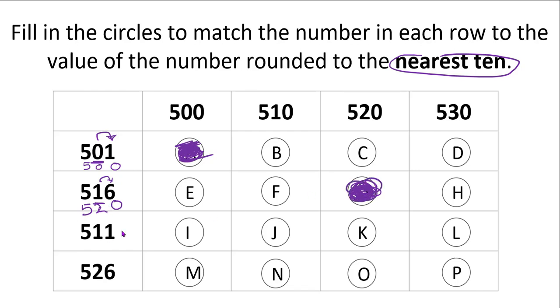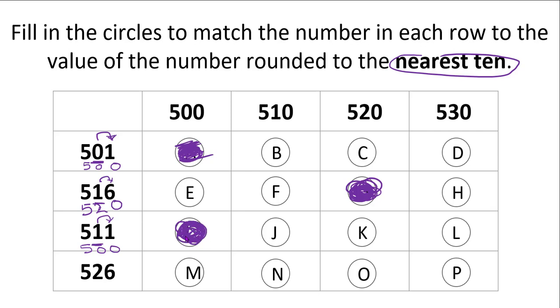Okay, how about 511 rounded to the nearest 10? Huh? Can we do that? Let's do it. Underline the digit in the tens place. Then we look next door. The 1 is a small number, so the 1 here will remain the same. 500. Remember, everything after the underlined digit becomes a 0. So that's 500. Bubble it in.